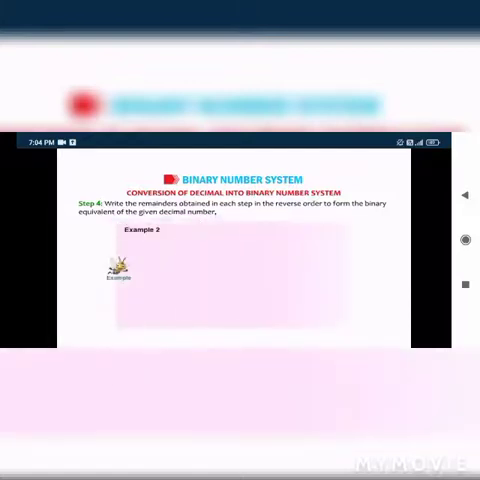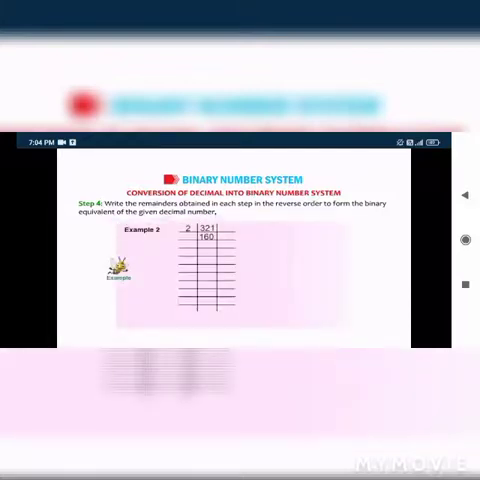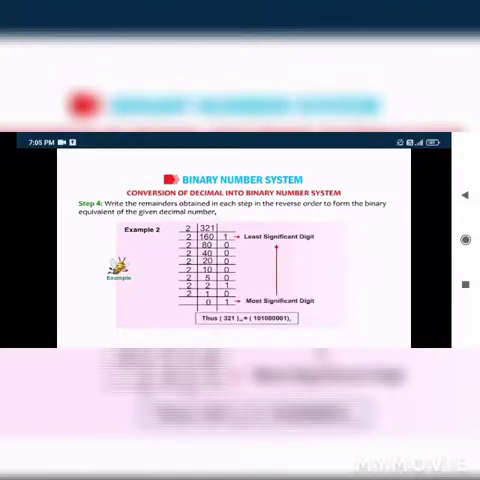Now let us move on to example number 2. We have the number 321. Here we divide it by 2, we get 160, then 80, then 40, then 20, 10, 5, then 2, then 1 and then 0. So we will go downward to upward. That means 101 0000001 will be the answer.